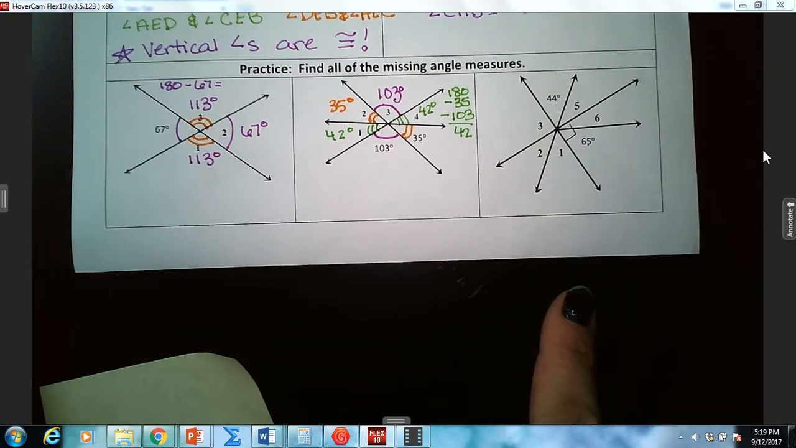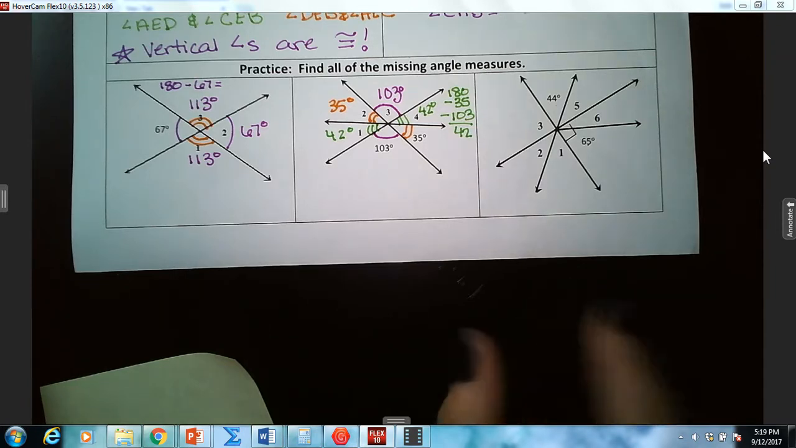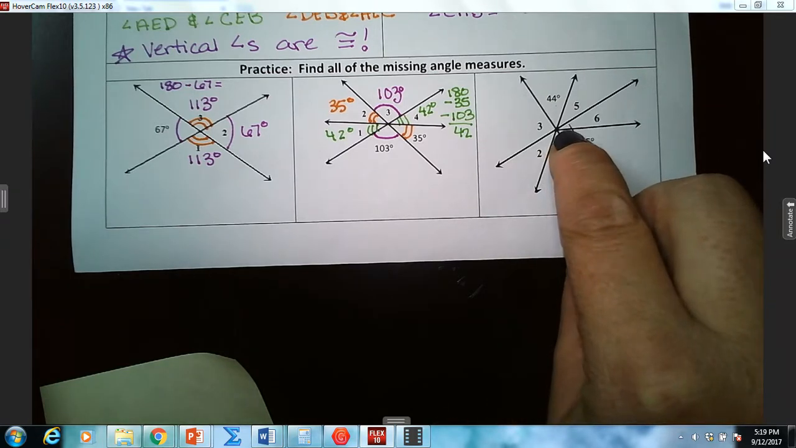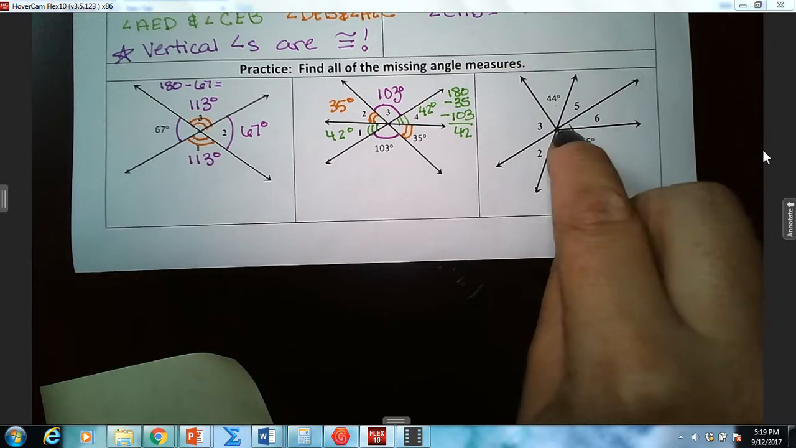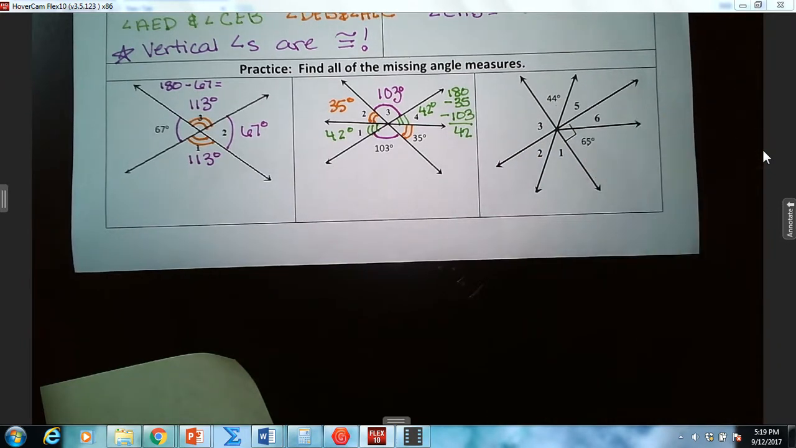I've got one more here for us to try together. Take a look at what we have. We've got vertical angles all around, and then we've got this extra ray in here that does not have a partner, and we've got this little box. Try and think back to what that box means. That box represents a 90-degree angle. Okay, so where should we even start?